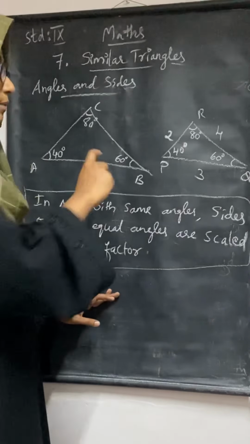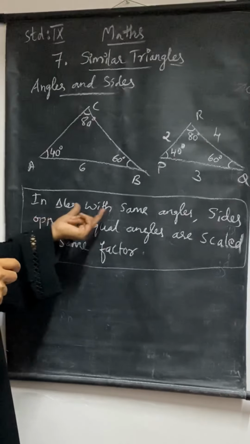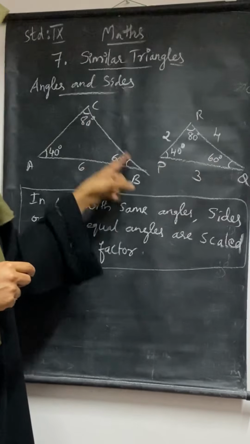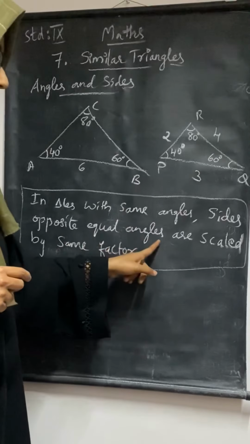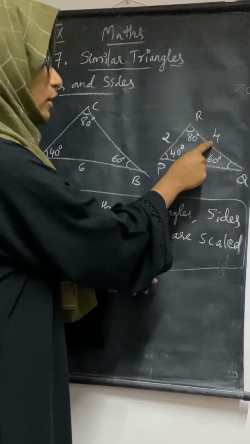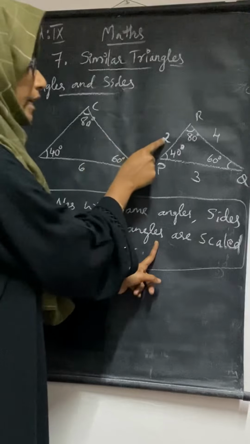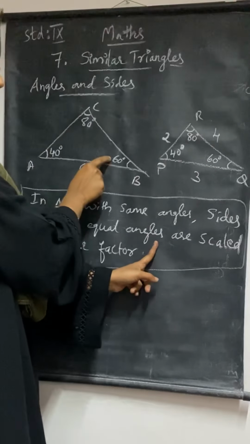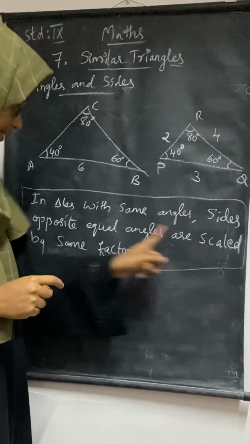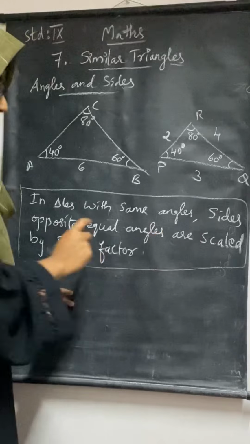How can we say by looking at this that it is a similar triangle? Just to read this: in triangles with the same angles, the same angles 40, 80, 60, sides opposite to equal angles, which means the side opposite to 40 degree, the side opposite to 60 degree, the side opposite to 80 degree, are scaled by the same factor. Sides opposite to the equal angles are scaled by the same factor.